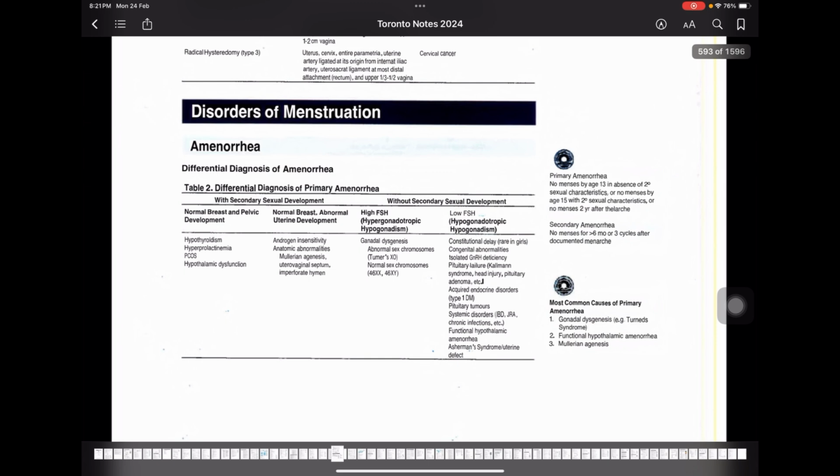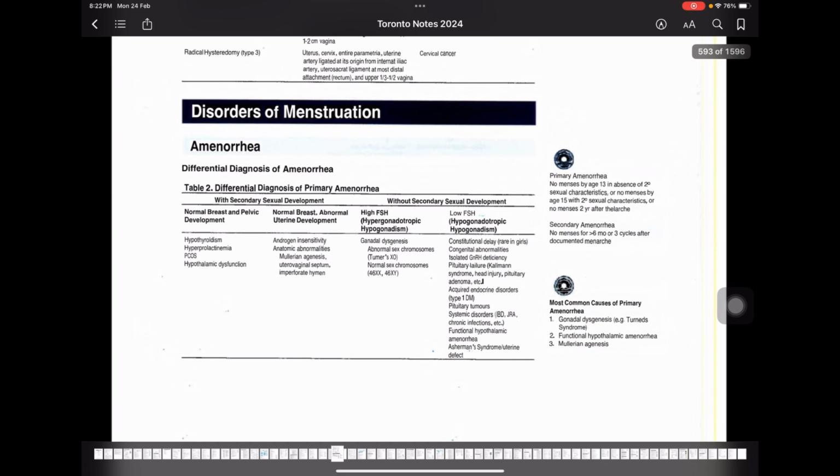Related to hormones. That means if the patient has normal breast development and normal pelvic development without periods, then what are the causes? It could be related to hormones like hypothyroidism, hyperprolactinemia, PCOS, hypothalamic dysfunction. So 4 different causes. One is thyroid, second is prolactin, which is high, PCOS, estrogen, progesterone, and then hypothalamic dysfunction. So a hypothalamic problem, a pituitary problem regarding prolactinemia, and then hypothyroidism and PCOS.